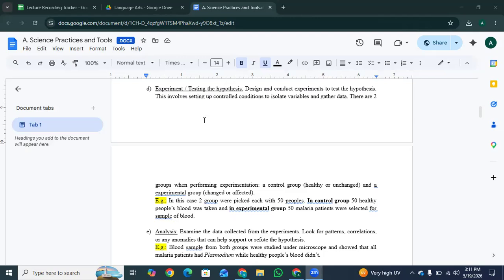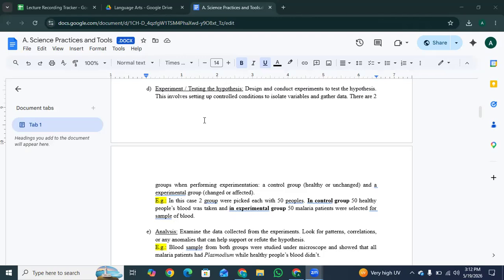So, basically, it means designing and running a fair test to see if your guess, which you can call the hypothesis, is right or wrong. To make it fair, science experiments usually use two groups, which are the control group and the experimental group. The control group is the standard normal group used for comparison, nothing is changed here. Whereas the experimental group is the group that actually has the condition or change you want to test.